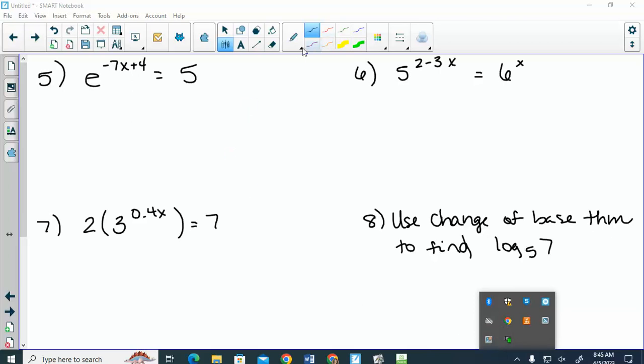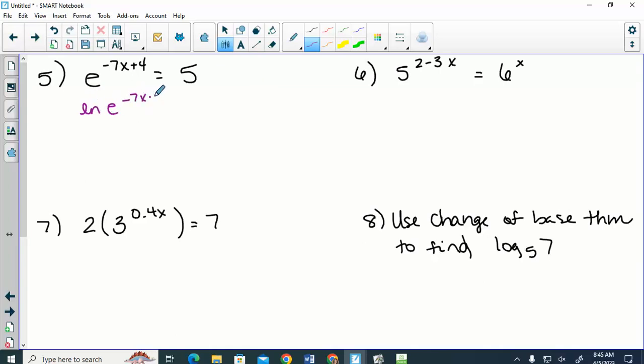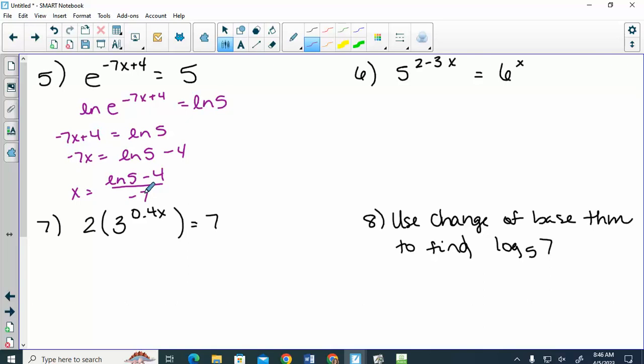I'm on 6. So, what would we do on 5? Put it in log form. Yep, since it's an e, we typically do the natural log. Okay, the exponent comes down, but what's the natural log of e? 1. So that just goes away. So then to get your x by itself, you can subtract the 4 and then divide by -7. So you have the natural log of 5 minus 4 all over -7. 0.3415.